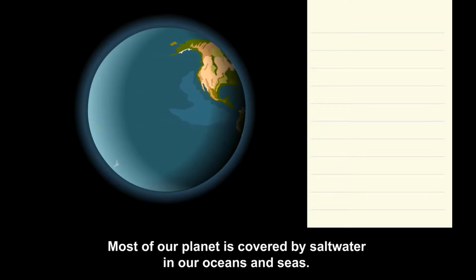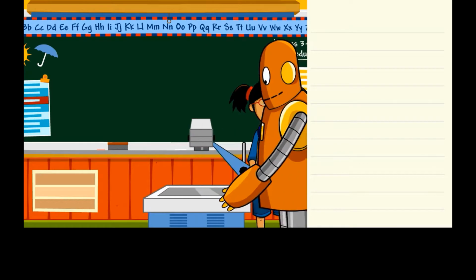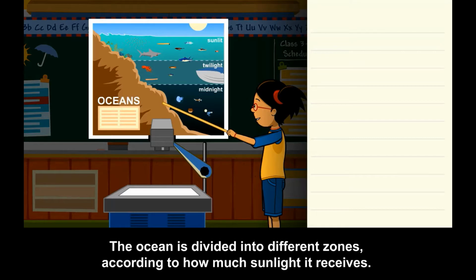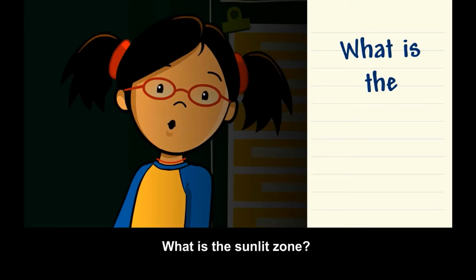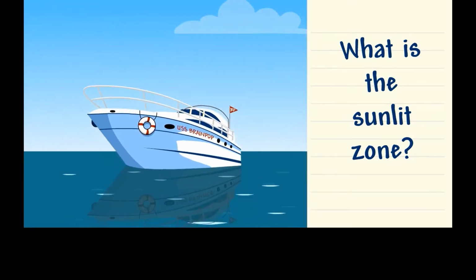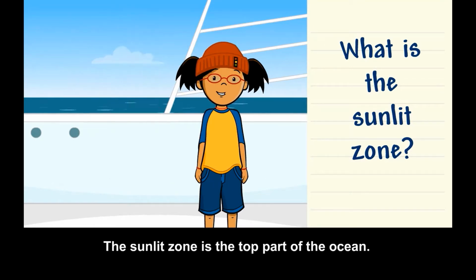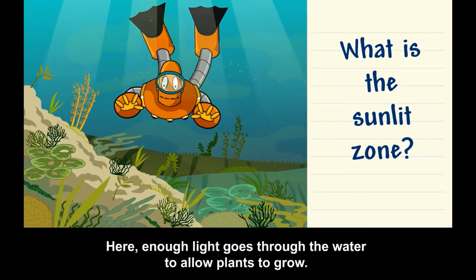Most of our planet is covered by salt water and our oceans and seas. The ocean is divided into different zones according to how much sunlight it receives. The living things in each zone have different ways to survive in their environment. What is the sunlit zone? The sunlit zone is the top part of the ocean. Here, enough light goes through the water to allow plants to grow.